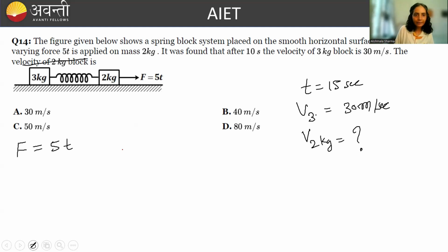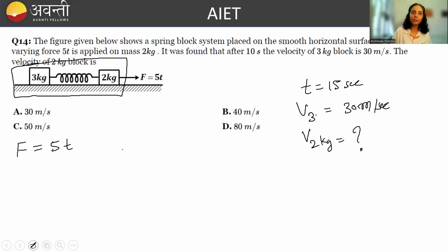If we consider this whole as a system, taking the 3 kg and 2 kg masses together, then it is fine. If you don't solve it by taking them as a system, then the spring will come into account. And if the spring comes into account, then the question will become very difficult.